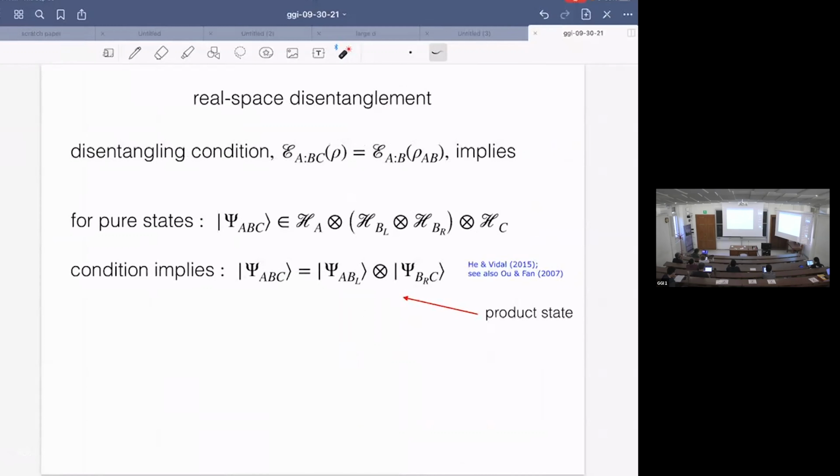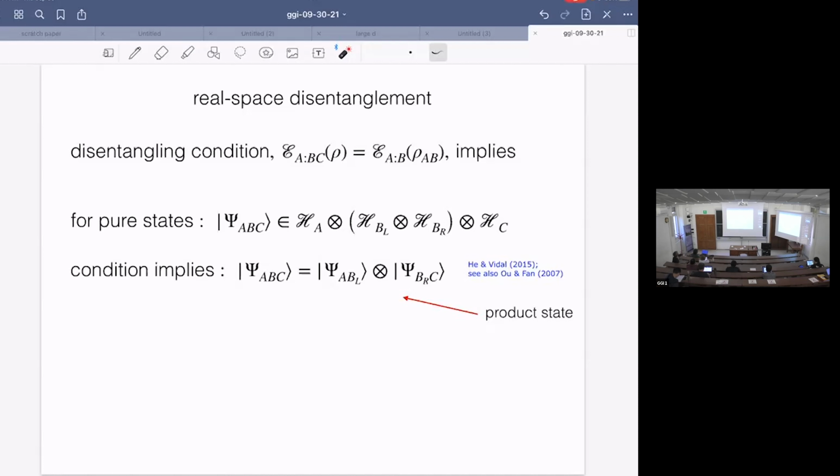So for states which satisfy this so-called disentangling condition, there are some implications in terms of the real space structure of the state. This is real space structure because we're choosing to decompose our state in terms of space. But in principle, you could consider other sorts of decomposition, like a momentum space decomposition of your state.